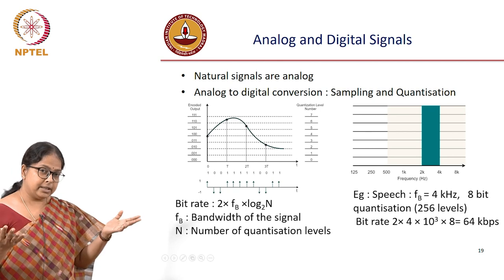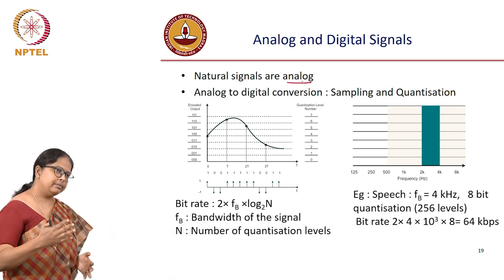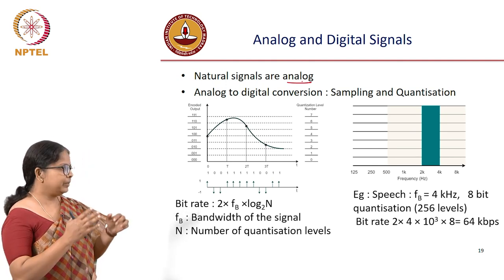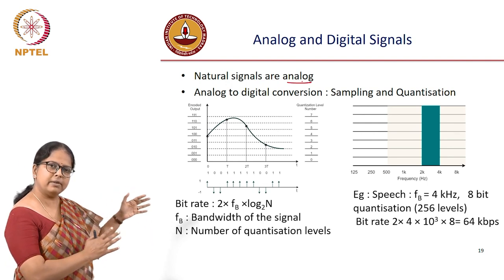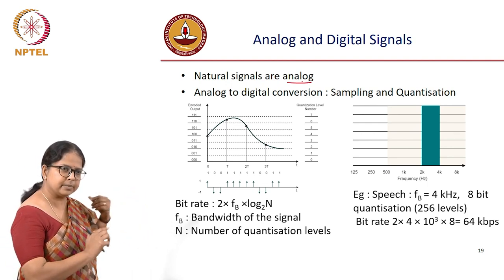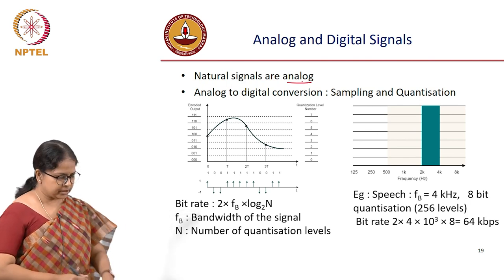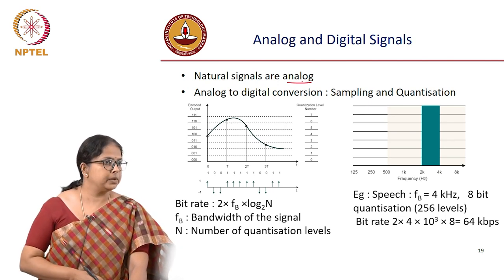All the naturally occurring signals are analog. We digitize them for different reasons through a process called analog to digital conversion. This process you have learnt in your basic signals and systems course. How do you digitize an analog signal? You would first do sampling, then you would do a quantization process.